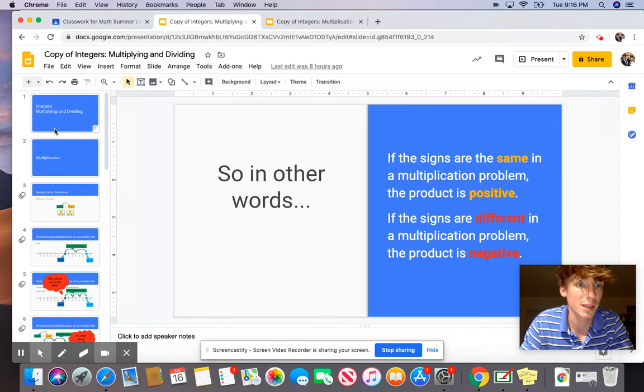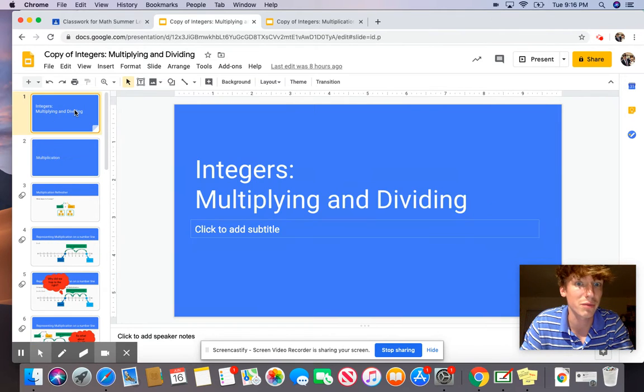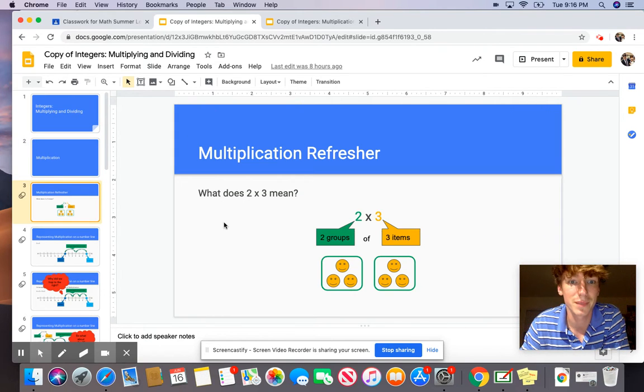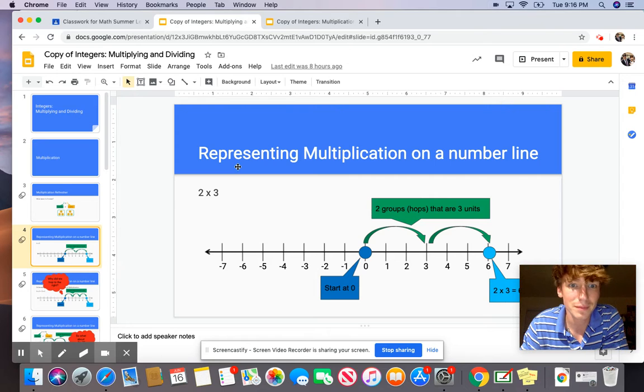I know you all love sitting through the PowerPoint, so I'm going to keep it quick and brief. We've got multiplying and dividing. Multiplication. What does 2 times 3 mean? Well, two groups of 3 items each. Okay, that's what multiplication is. It's pretty simple. You can also represent this on a number line. We have 2 times 3 again. As you can tell, we jumped twice, and each time we jumped by 3. Makes sense.